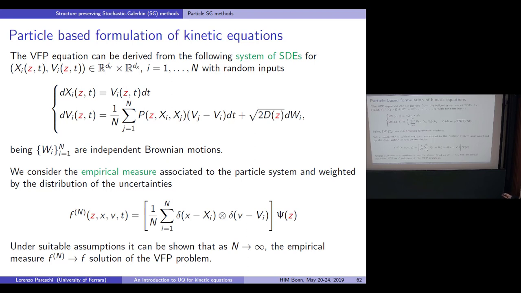So you have the alignment process plus some Brownian noise with a certain variance which is characterized by the diffusion coefficient d. Okay. For this system, you can show that under suitable assumptions, if you define the empirical measure which is associated to the particle system, then as n goes to infinity, this measure is going to converge to the solution of your Vlasov-Fokker-Planck problem. Actually, it's rather easy to go the other way around. You just plug this into this term, and then you get these kinds of things.